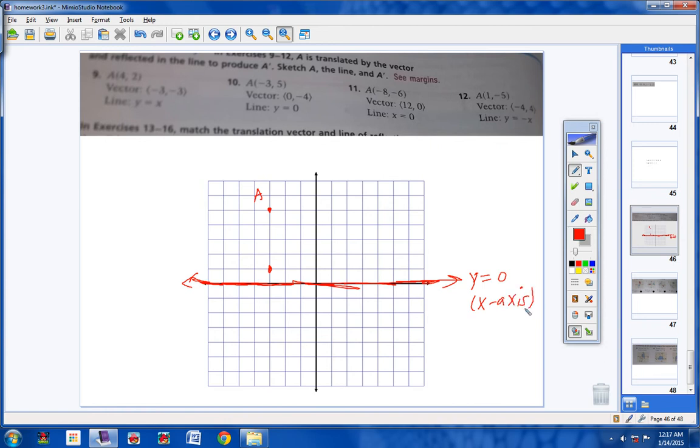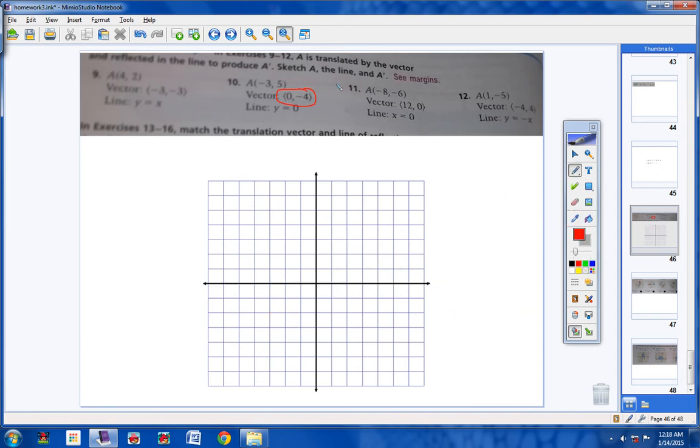Now we're going to reflect this point in this line. So if it's 1 unit from the line this direction, then I go 1 unit this direction and put the point right there. Okay, so there's A prime. So I took my A and I translated it 0, negative 4 to here. Then I reflected it in the line y equals 0. Okay, alright, moving on to number 11.